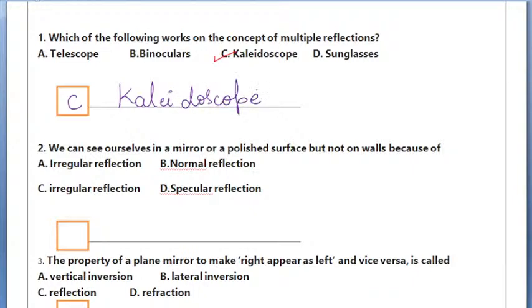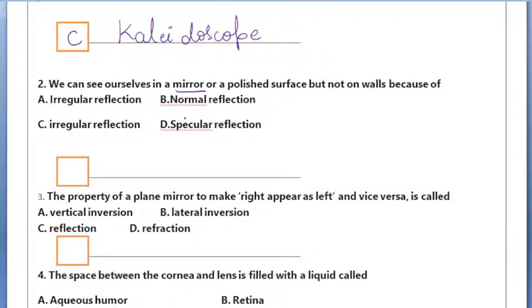The next question is: we can see ourselves in a mirror, but not on a wall or some surfaces, because of what? You have to identify the reason. The options are irregular reflection, normal reflection, irregular reflection, which I think is repeated twice, and the fourth option, peculiar reflection.